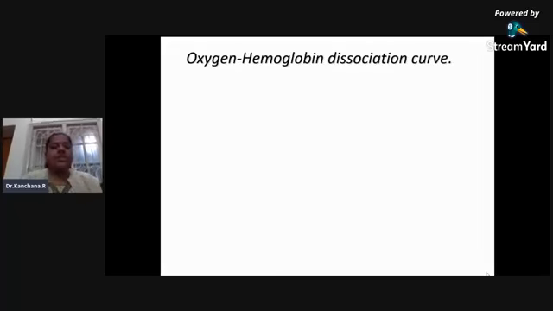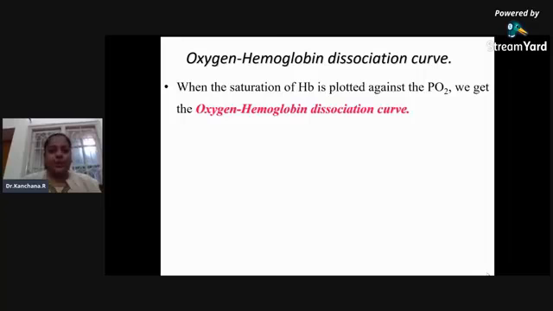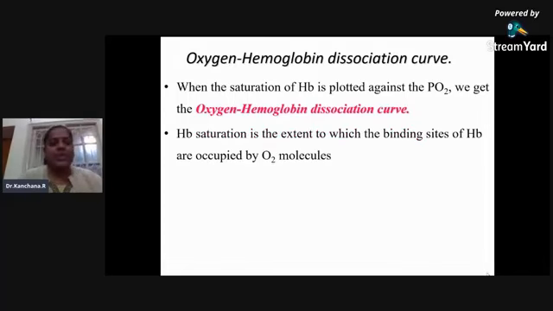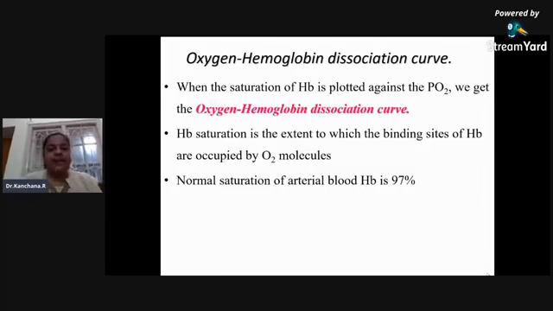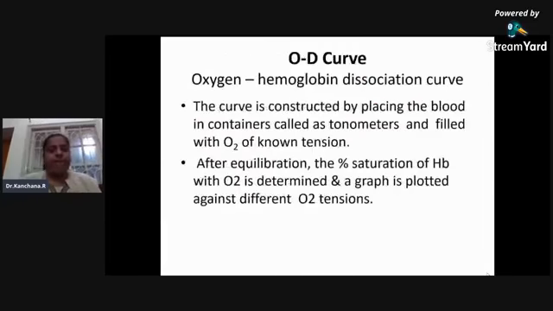Now coming to the oxygen hemoglobin dissociation curve. When the saturation of hemoglobin is plotted against PO2, we get the oxygen hemoglobin dissociation curve. PO2 is along the x-axis and saturation of hemoglobin with oxygen is along the y-axis. Hemoglobin saturation is the extent to which binding sites of hemoglobin are occupied by oxygen molecules. The normal saturation of arterial blood hemoglobin is 97%, and saturation is determined by PO2. The oxygen hemoglobin dissociation curve is a sigmoid curve. It is not a linear relationship between PO2 and saturation of hemoglobin with oxygen.